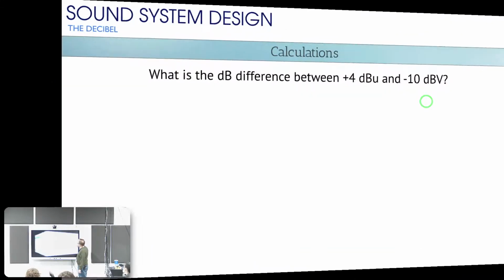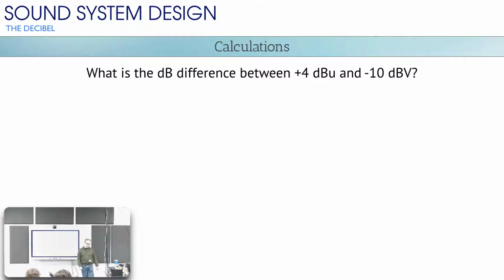Okay, did that one. All right, so here is the take-home message here. What is the dB difference between plus 4 dBu and minus 10 dBV? Those are the 2 nominal operating levels, right? Plus 4 dBu is the nominal operating level for professional equipment. Minus 10 dBV is the nominal operating level for consumer-grade equipment.